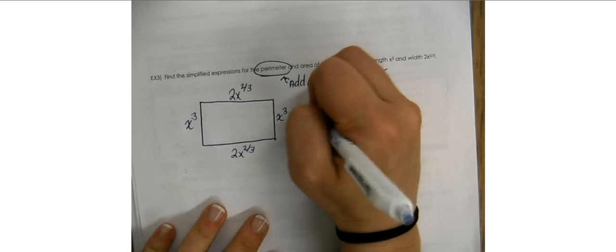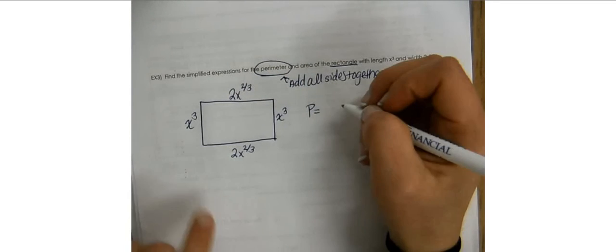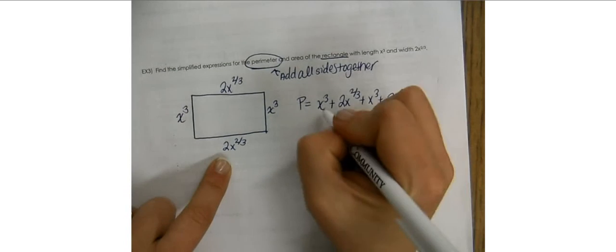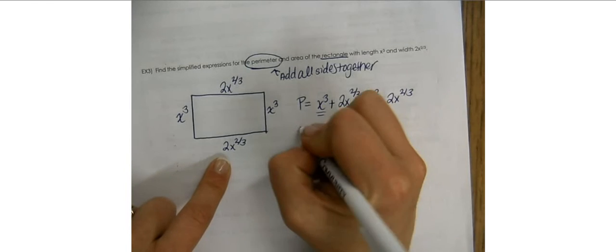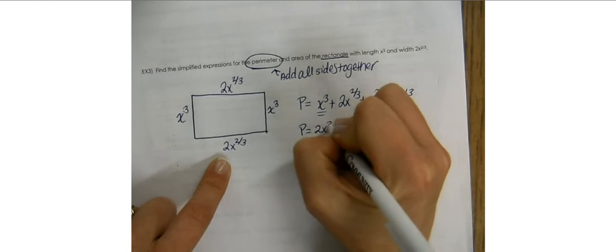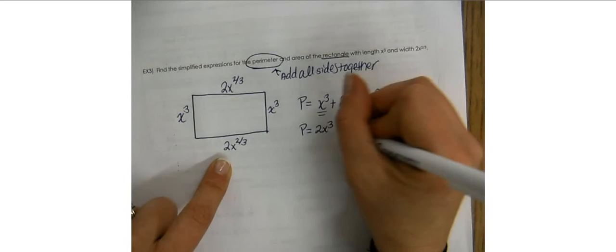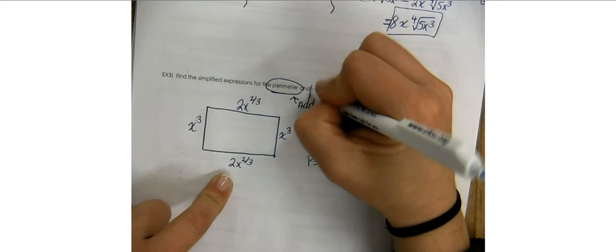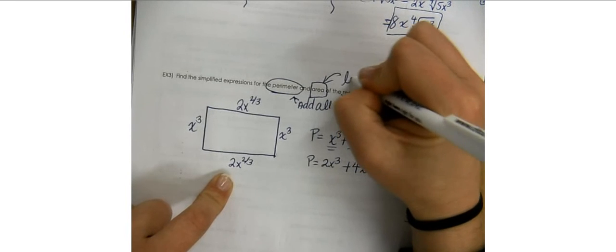And my perimeter is simply going to be adding up all the sides together. So I'm going to add x to the 3rd plus 2x to the 2/3 plus another x to the 3rd plus 2x to the 2/3 power. I'm going to combine my like terms, so I have x to the 3rd plus x to the 3rd, so that's 2x to the 3rd power. And then I have 2x to the 2/3 power plus 2x to the 2/3 power, which is 4x to the 2/3 power, and that's your perimeter. That's all you do. When it comes to area, area is equal to length times width.